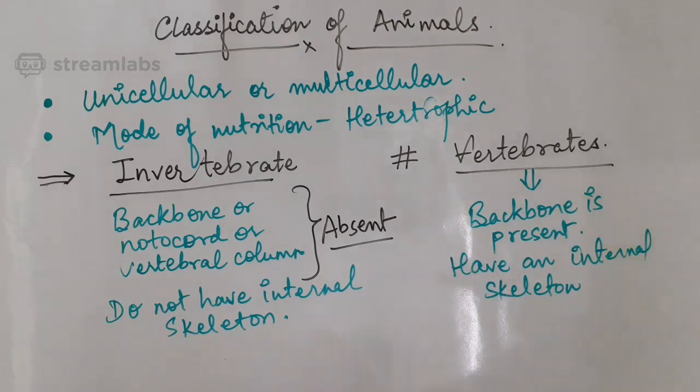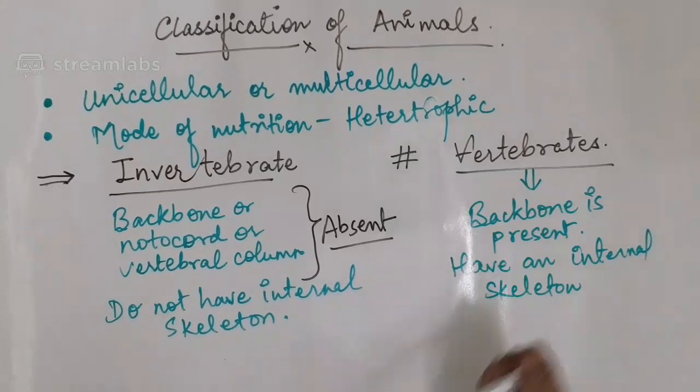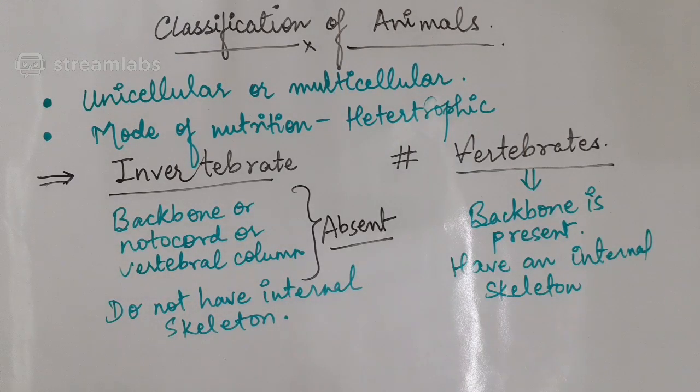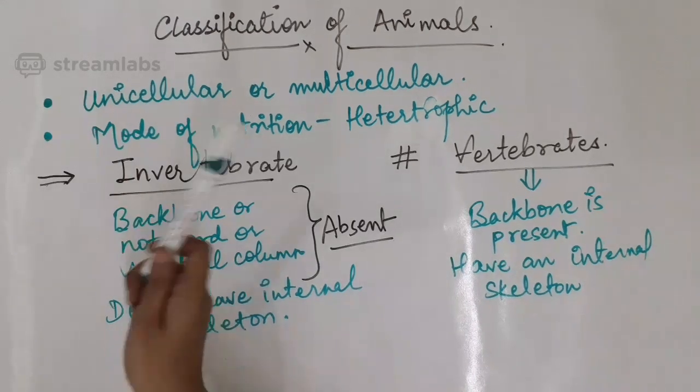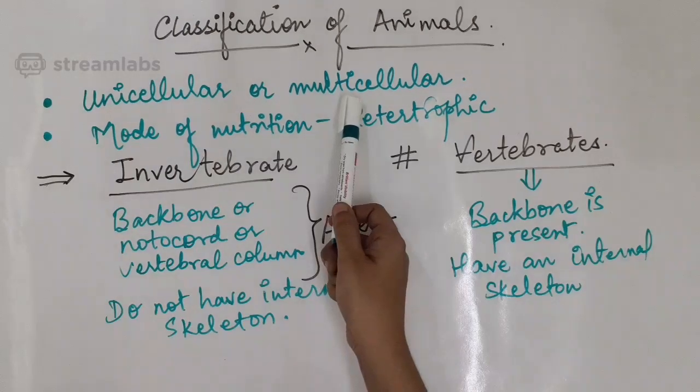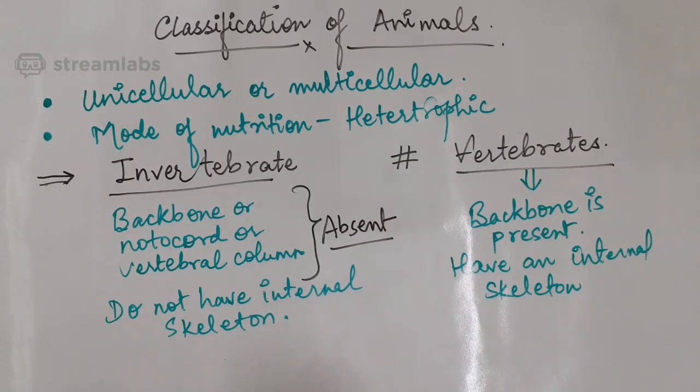Everybody, you are welcome, and we are studying the fourth chapter, classification of animals. So far we have revised only this much. In the previous chapter we studied classification of plants, and the detailed version of classification of animals you are studying in chapter number 4. Animals can be unicellular as well as multicellular, and the mode of nutrition for the animals is heterotrophic. That's why they are called heterotrophs.